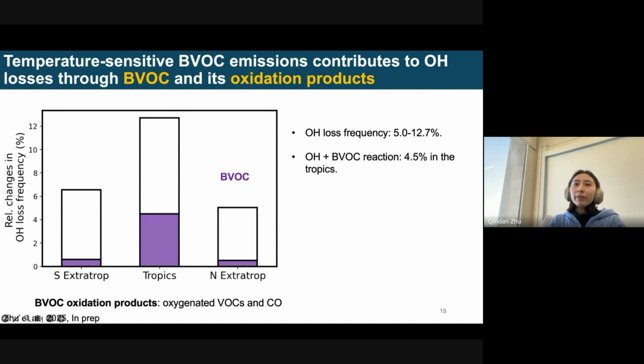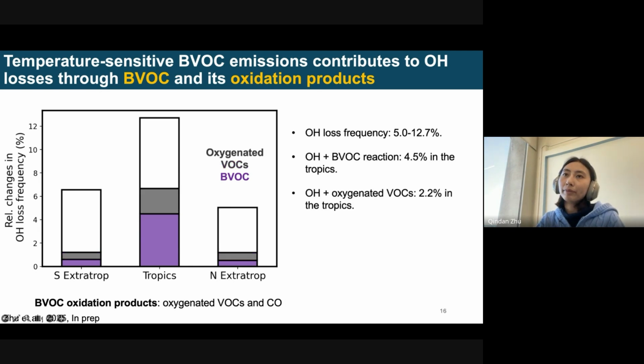In addition to the BVOC species, we also look at these two different groups of BVOC oxidation products, including the oxygenated VOCs and CO. These two oxidation products will also further react with OH and serve as OH sink pathways. If we look at the contribution of the OH reaction with oxygenated VOCs, we find that it contributes about a 2.2% increase only in the tropical regions. And this is because these oxygenated VOCs are still relatively short-lived, so it's mainly from local production.